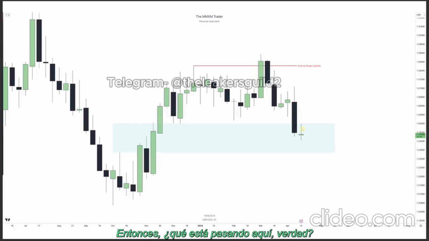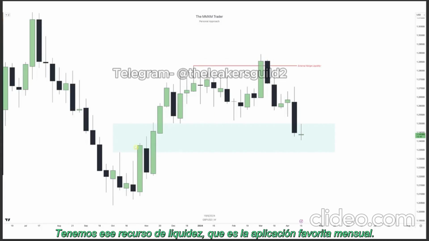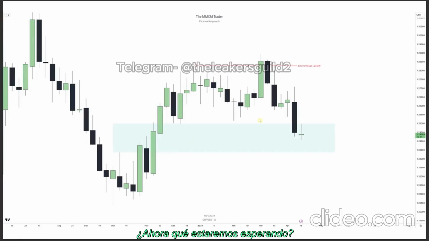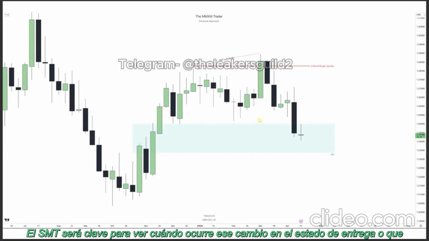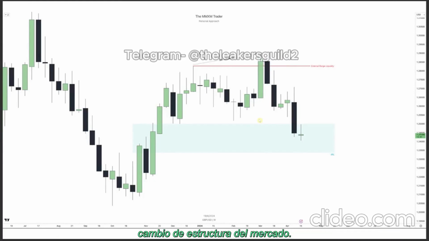So what is happening over here, right? We've got that monthly external range raid over here. We've got that draw on liquidity, which is the monthly fair value gap. Now what are we going to be waiting for? SMT, right? The SMT will be key to see when that change in the state of delivery happens, or that market structure shift.